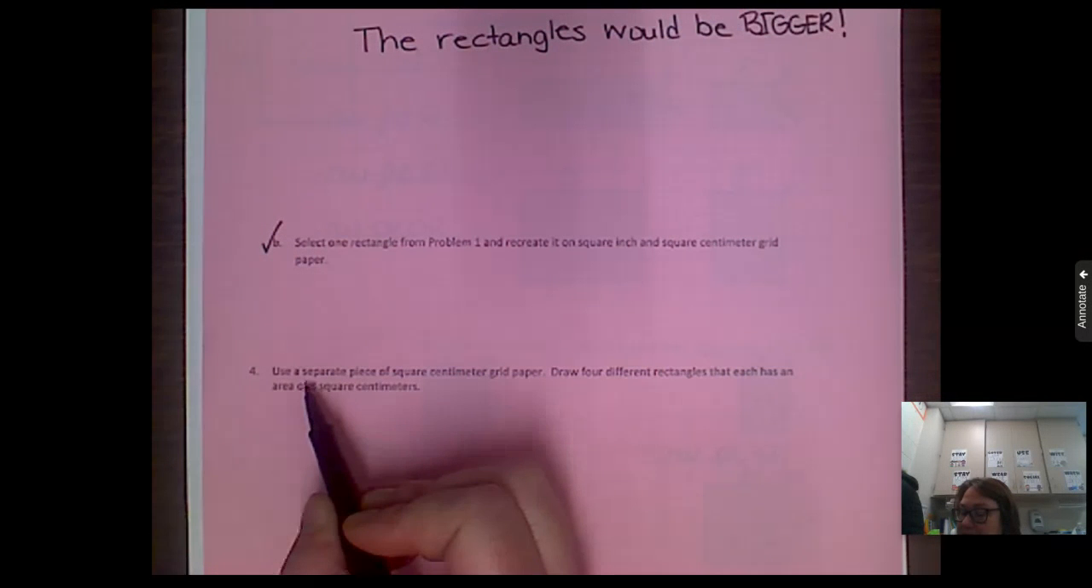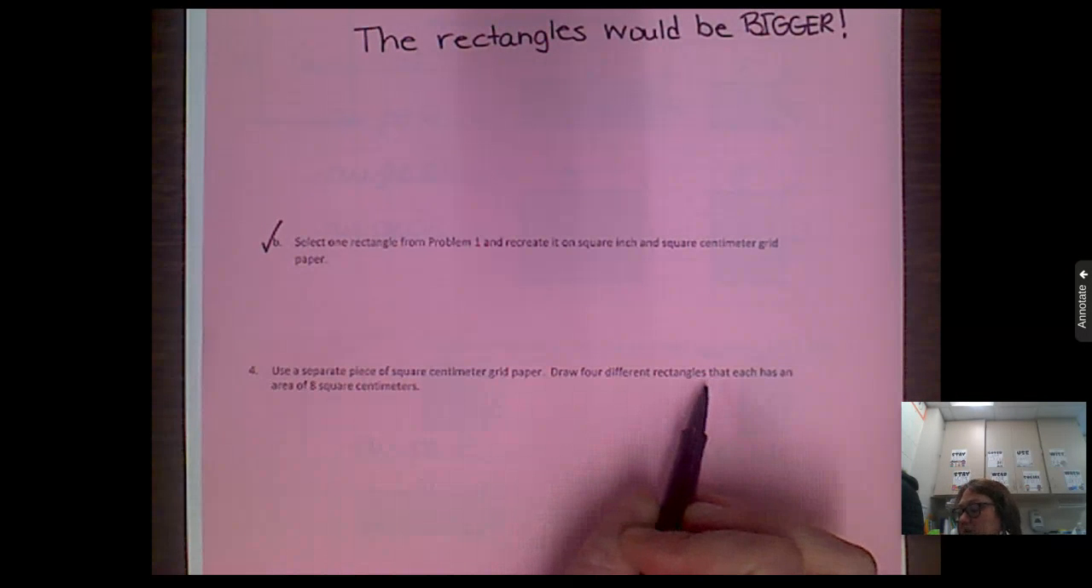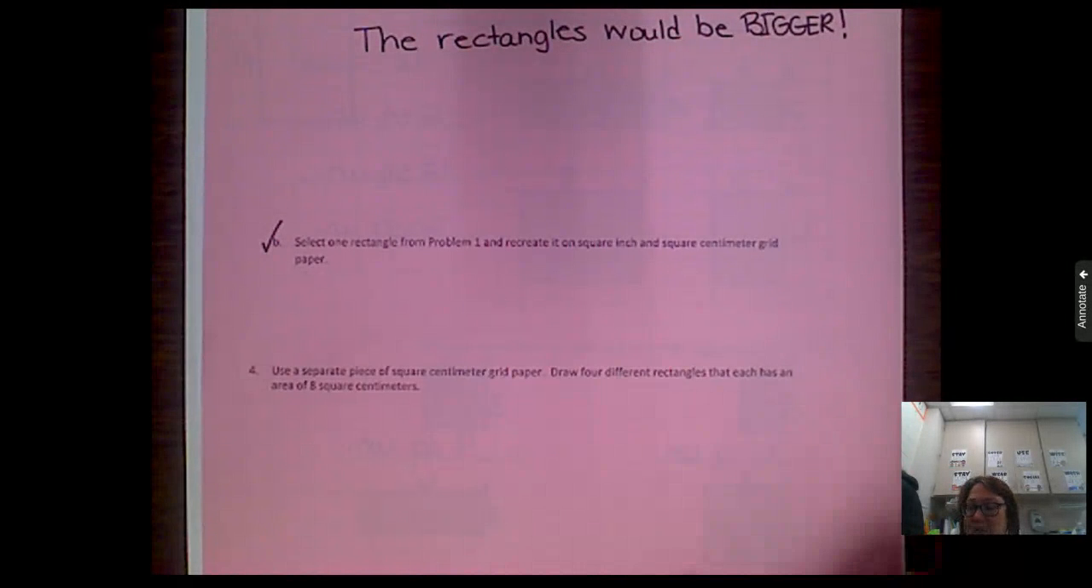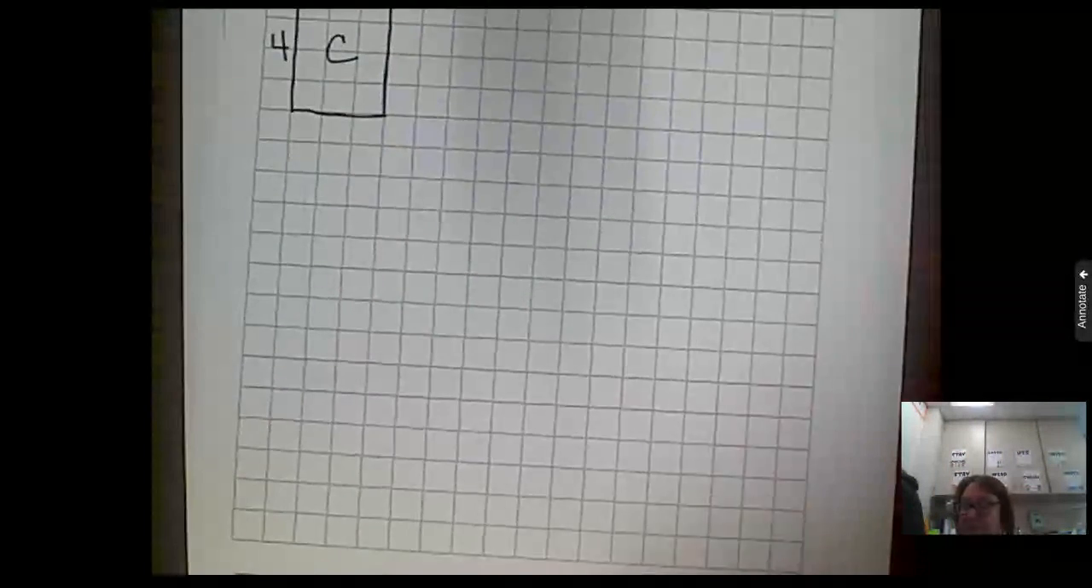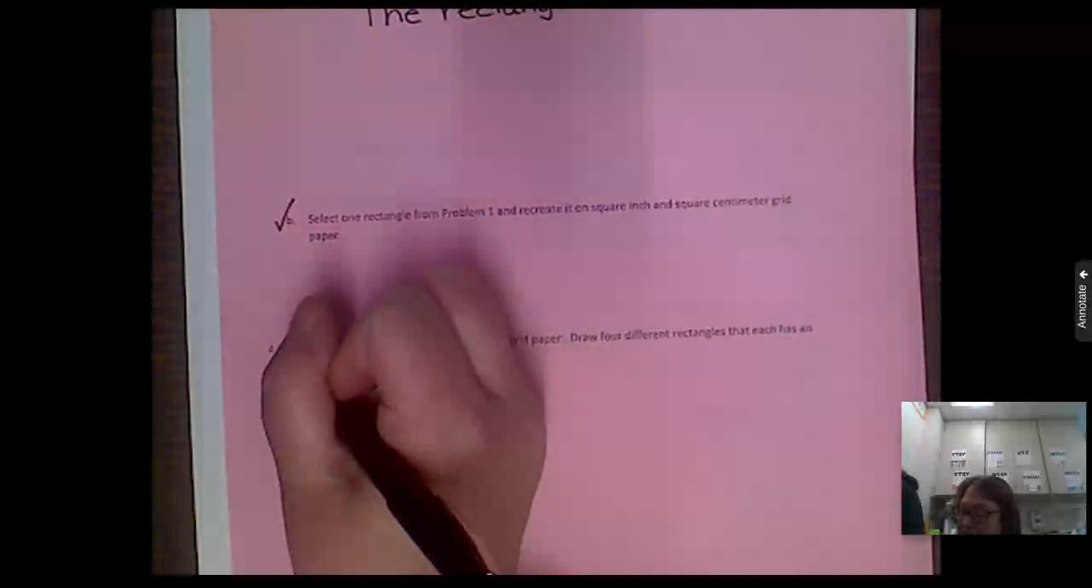All right, so this says use a separate piece of centimeter grid paper, draw 4 different rectangles that each has an area of 8 square centimeters. So I'm not going to use a separate paper because I still have a lot of room on that one, right? So we're going to use that same grid paper. And I want 4 rectangles that have an area of 8 square centimeters.